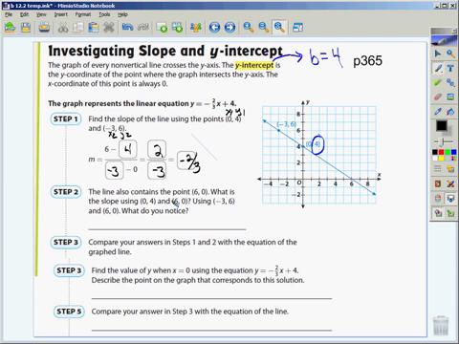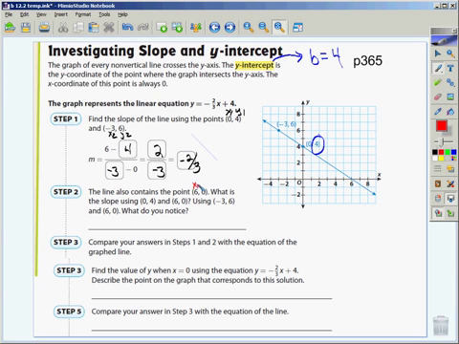In step 2, it says the line also contains these additional points, and it says find the slope using these other points. What do you think is going to be the case when I go to find the slope using other points? It's going to be the same, right? The slope of this line isn't changing. It should be the same all the way throughout, no matter which points I use. So we're just going to check it.